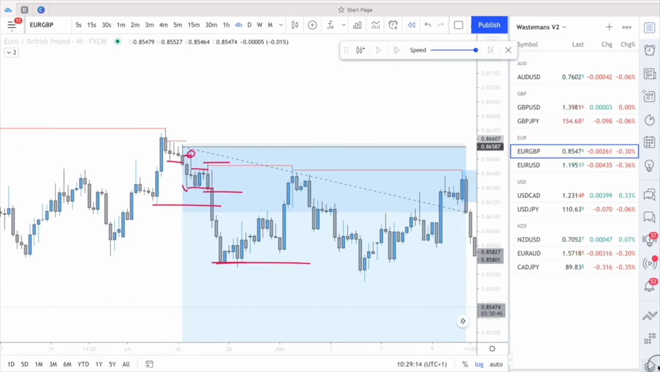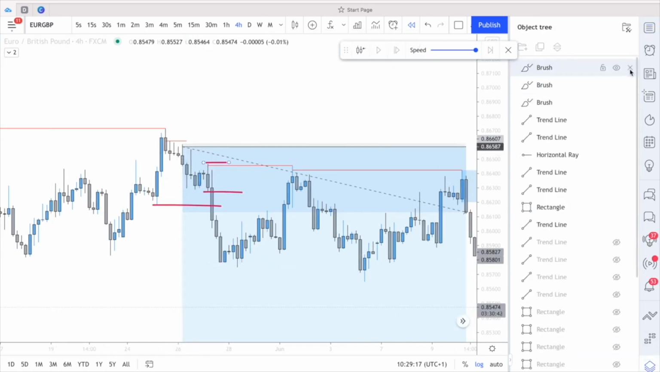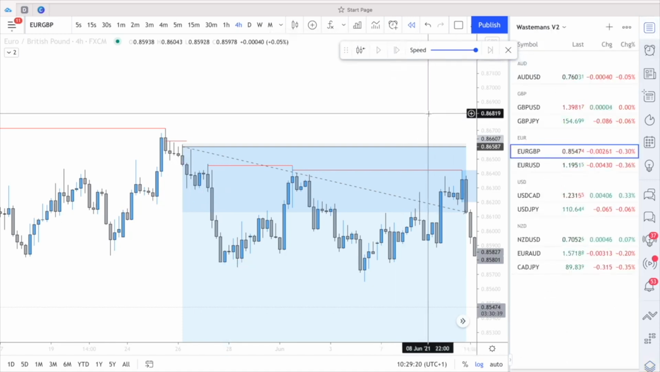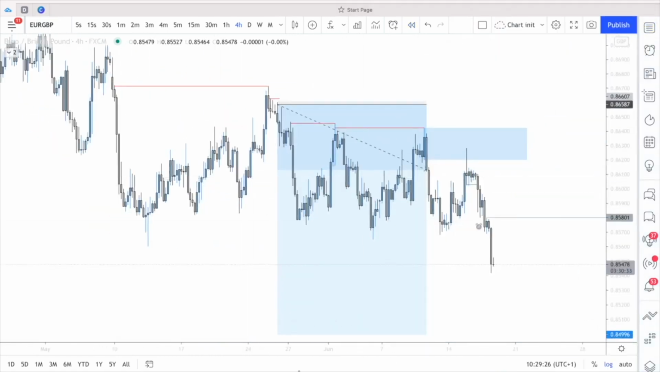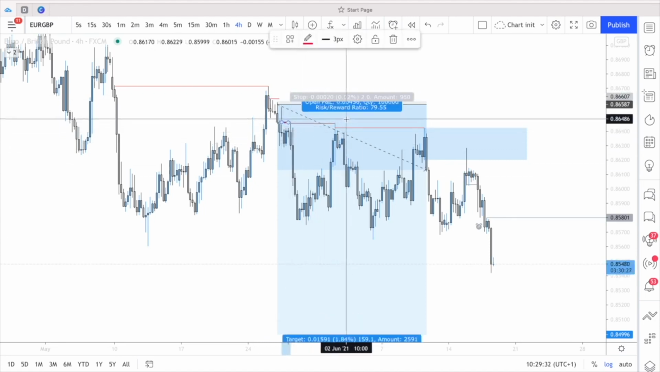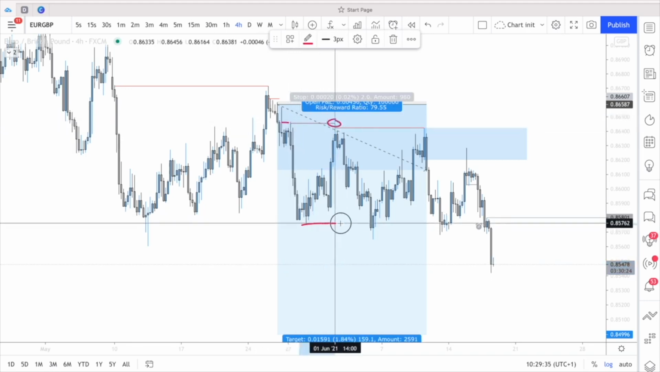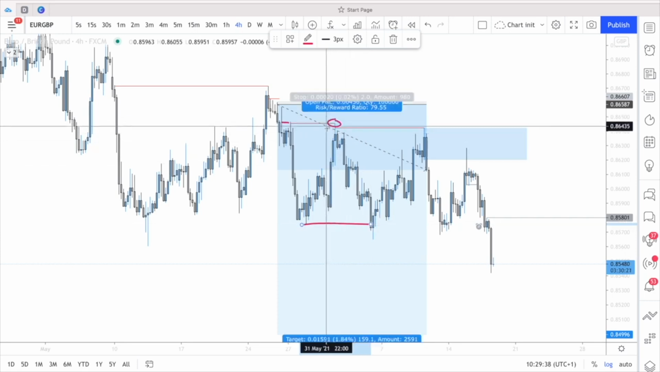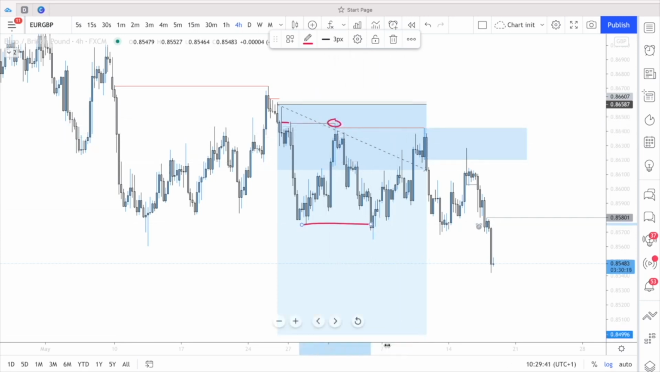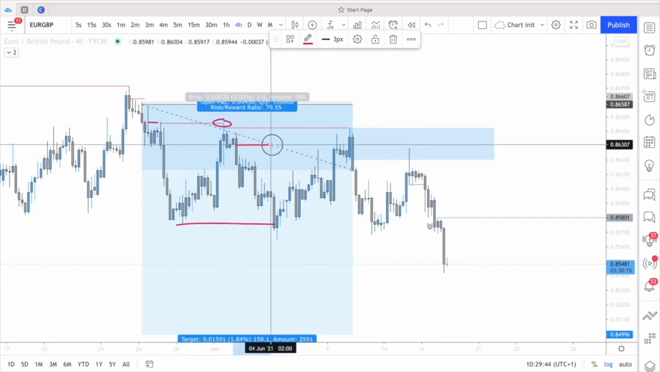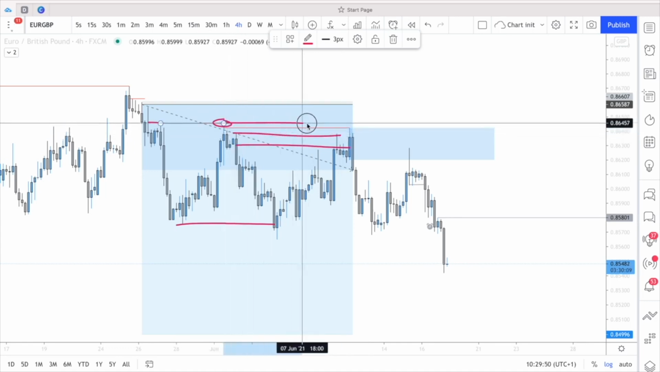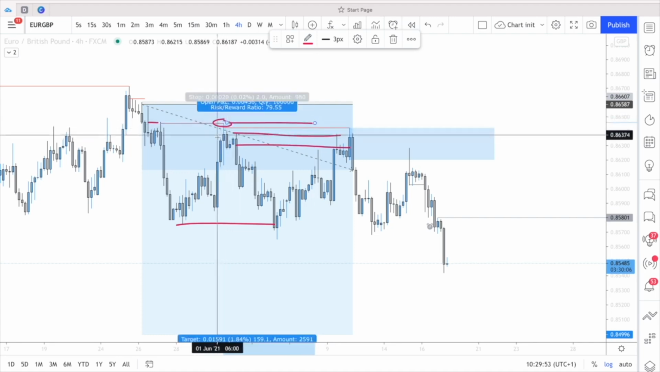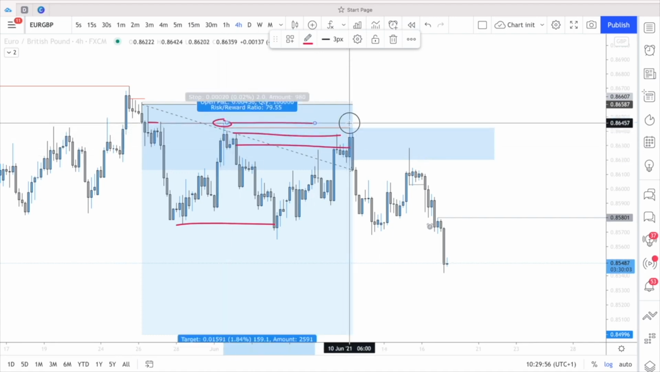Let me get rid of all these. There we go. So in this situation, we have mitigation here, so this makes sense. Now we have this mitigation which goes on to break this structure here. That's the last mitigation point. This is a good example to show you: that's our clear OB, which is what we had highlighted, but the point of validation is above this wick because we can assume there's still something inside this wick that needs to be mitigated. And that's exactly what's happened.